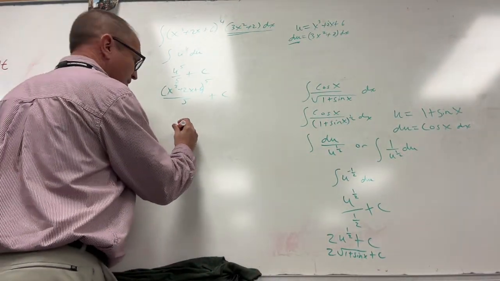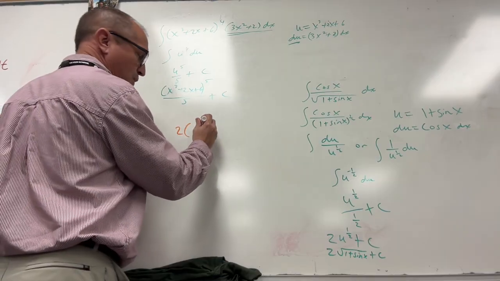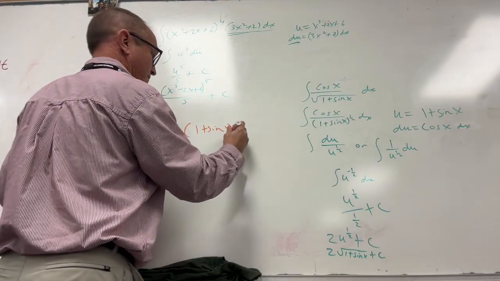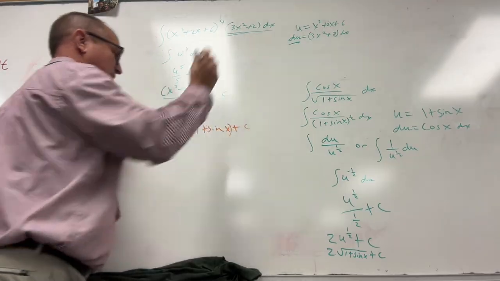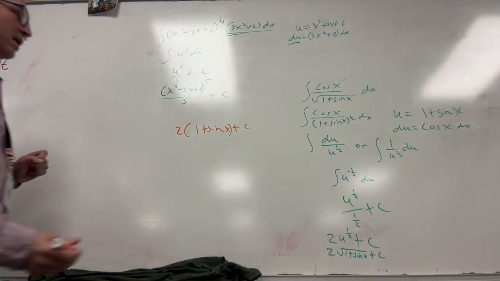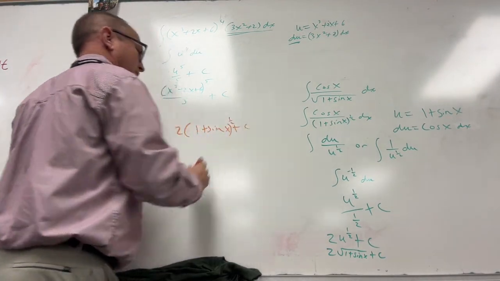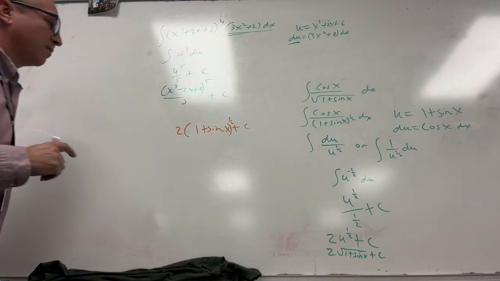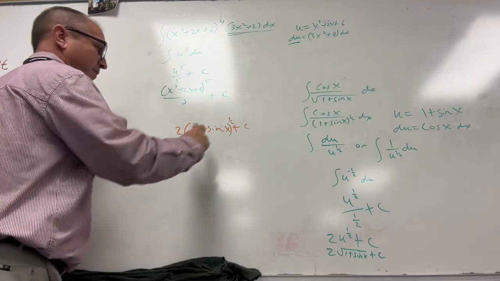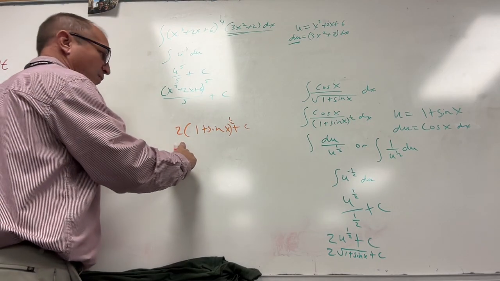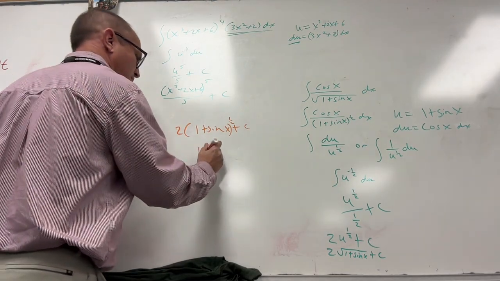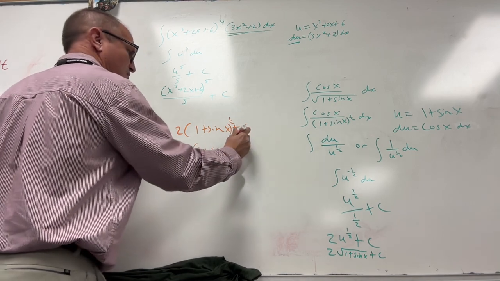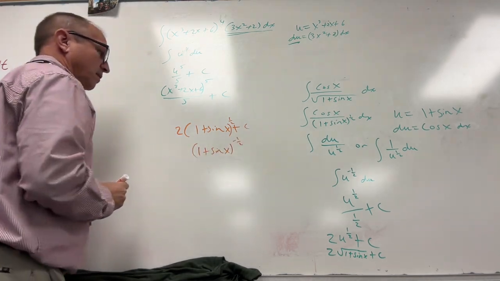If I have 2 times 1 plus sine of x plus any constant, and this is to the 1/2 power, right? Okay. So how do I take the derivative here? 2 times 1/2, which is 1. So it's 1 plus sine of x to the negative 1/2 power, right?